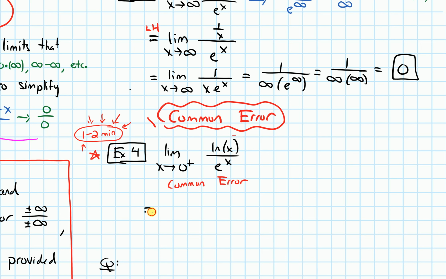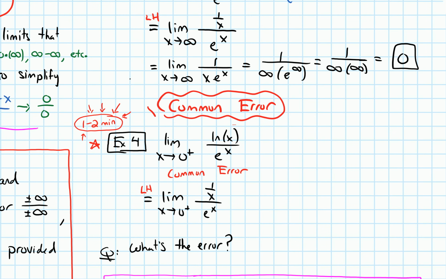So if I use L'Hopital's rule on this, I write LH over my equal sign to indicate I'm using L'Hopital's rule. So I get the limit as x approaches 0 from the right. The derivative of the top is 1 over x. The derivative of the bottom is e to the x. Okay, I've already made a mistake. So the question I want to ask now is, what's the error? So what is the error that we just made?